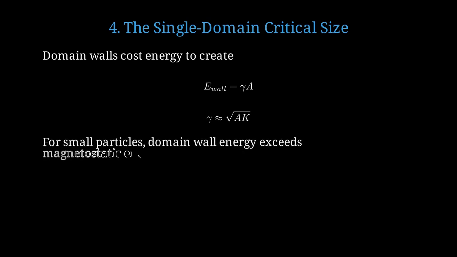When a particle becomes small enough, the energy cost of creating even one domain wall exceeds the magnetostatic energy saved by having multiple domains. The critical diameter for single domain formation is approximately 72 times the square root of A times K divided by mu0 times the saturation magnetization squared. Let's calculate this for iron with real numbers.